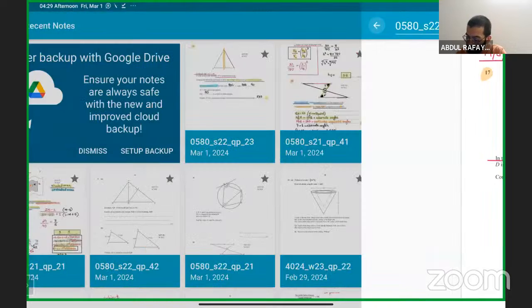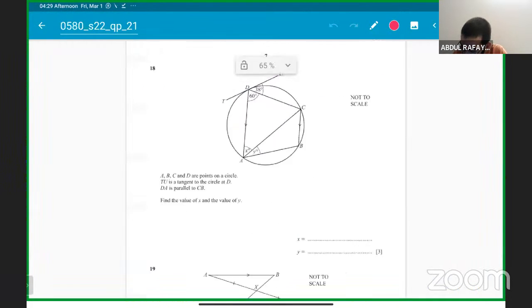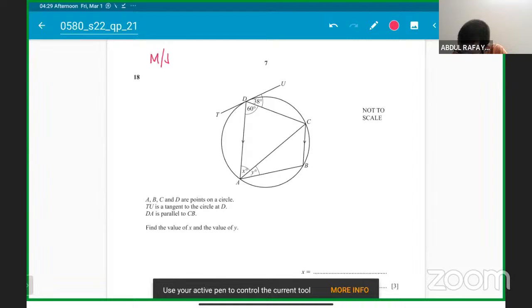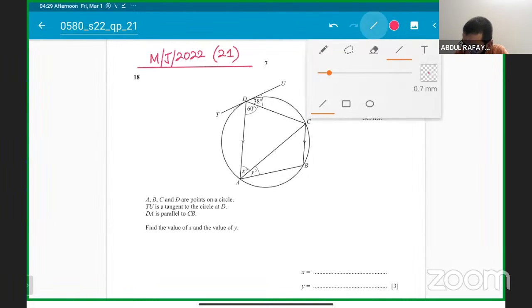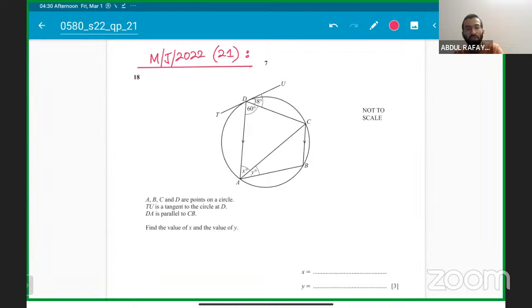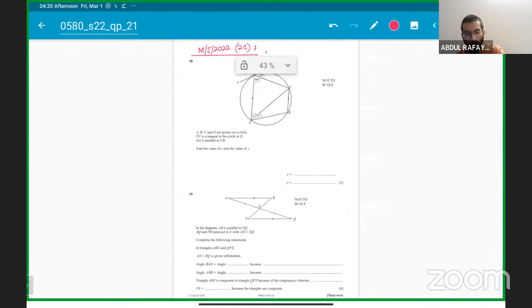The next one also is basically from May, June 2022, paper 2, variant 1. Understanding, guys? So this is May, June 2022, paper 2, variant 1. Let's do both of them, 18 and 19. So we cover circle theorems as well, and then we have similarity or congruency below as well.